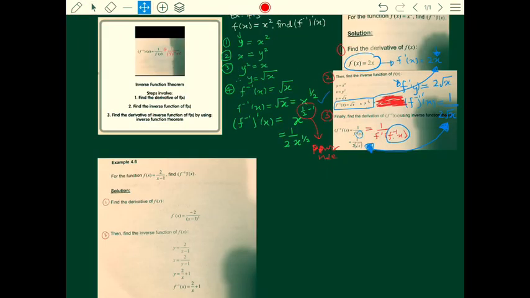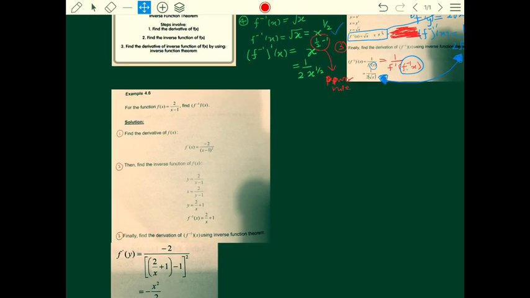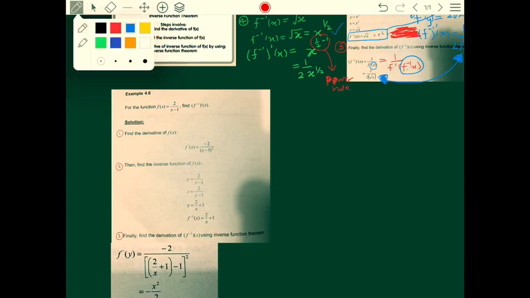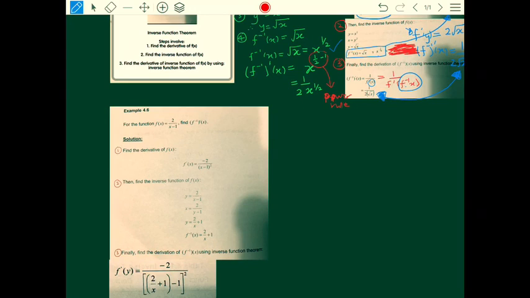Now, let's have a look at another example, example 4.6. In this example, we are applying the inverse function theorem. Let's check it out. We have the three main steps as discussed here. Find the derivative of f(x). Here we find the derivative of this one. I will not show you how to do this. You should be able to get f prime of x here.